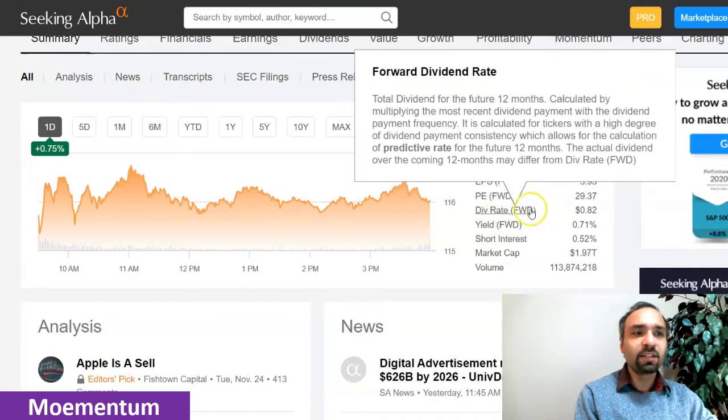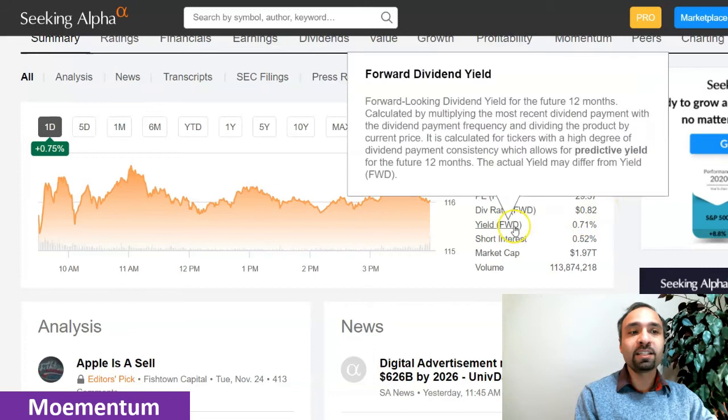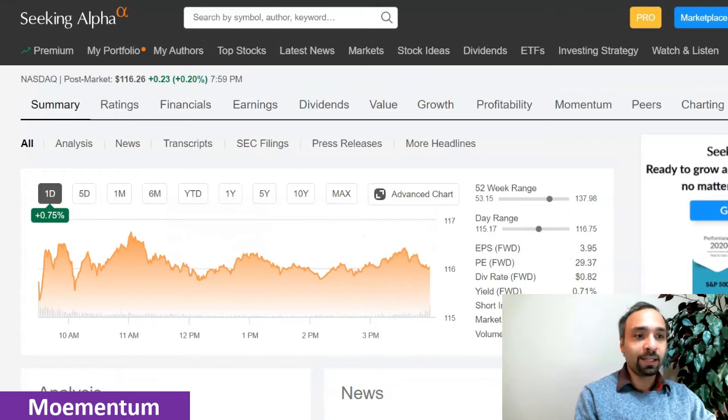A lot of times, of course, if the company has a lot of great prospects for the future, the revenue is growing very fast, and the investors are very bullish about it, they tend to have a higher price to earnings. It also shows you the forward dividend rate. Forward dividend rate has a definition. The forward dividend is expected to be 82 cents, and the forward dividend yield is showing 0.71%. Apple is one of those companies that is very much focused as a growth company, and as a result, they don't pay a huge dividend. There's a section dedicated to dividends, and you can dive deeper into those measures.